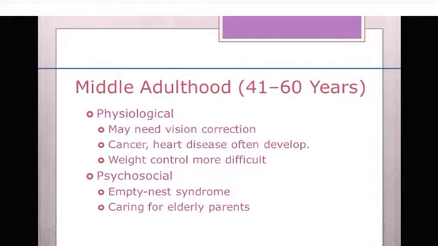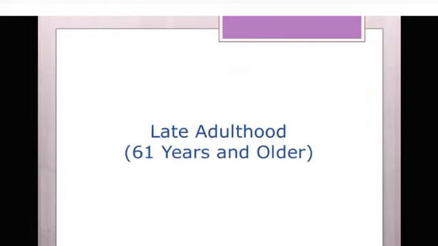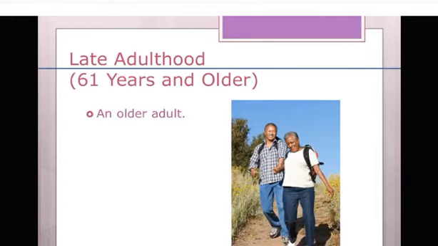The other thing that they're doing is starting to care for their elderly parents who are now coming towards the end stages of their life and may have medical issues, cardiac issues, cancer, those types of things, hospice care, or just can't really take care of themselves, so they've got to have some help driving, moving, cooking for themselves, paying their bills, that type of thing. So lots going on in middle adulthood, losing your kids, becoming the caretaker. And then late adulthood is 61 and older.